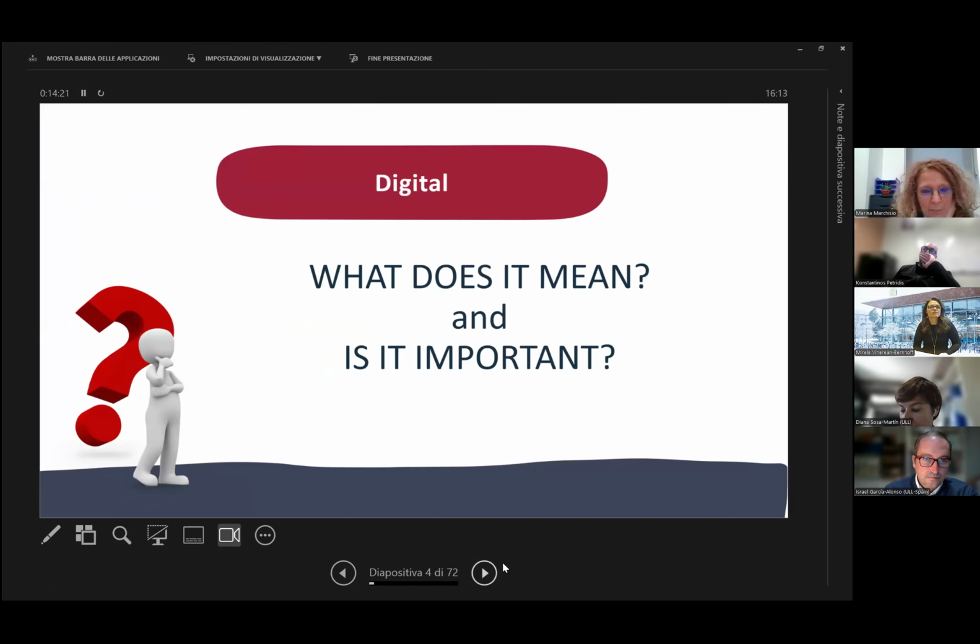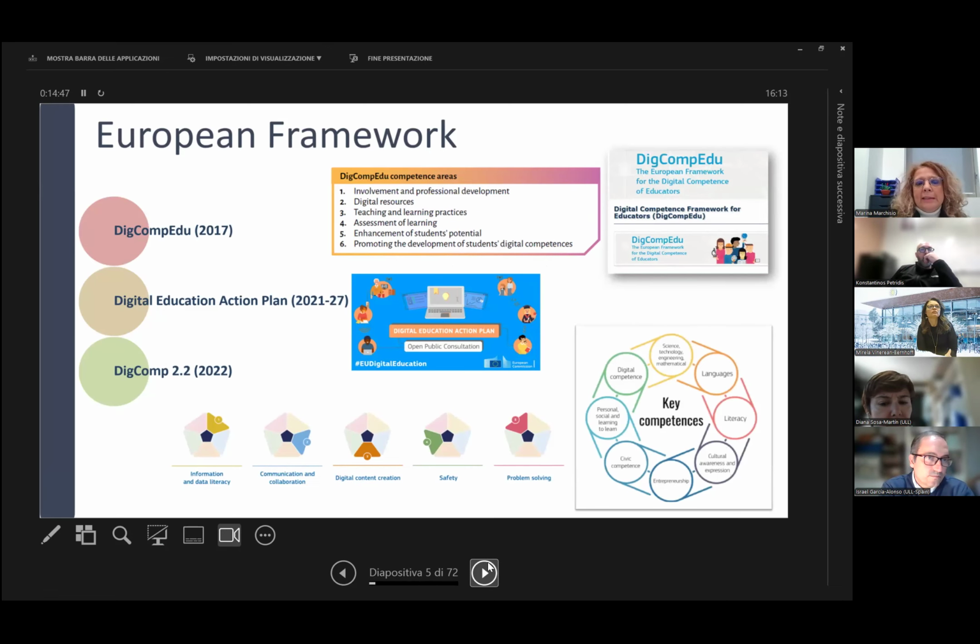Let me start speaking about digital learning environments, which is the topic of this talk, and in particular digital learning environments for teaching mathematics. Let me start from the first word, digital, and we can ask what does it mean and is it important or not. All this research is inside the European framework, and I can say that there are at least three very important documents connected with the digital learning environment and teaching and learning inside it. DigCompEdu, which is a special document which describes the key areas of digital competencies for educators. The Digital Education Action Plan 21-27 and the DigComp 2.2.